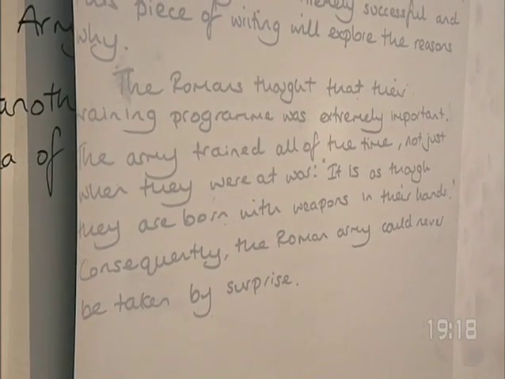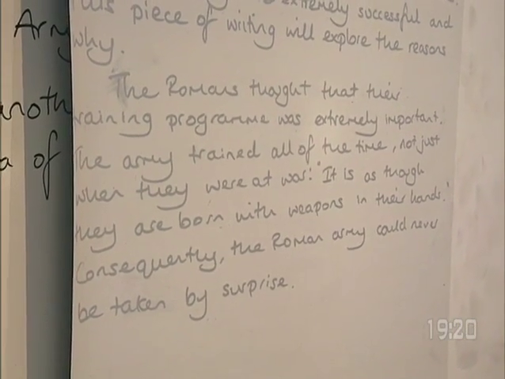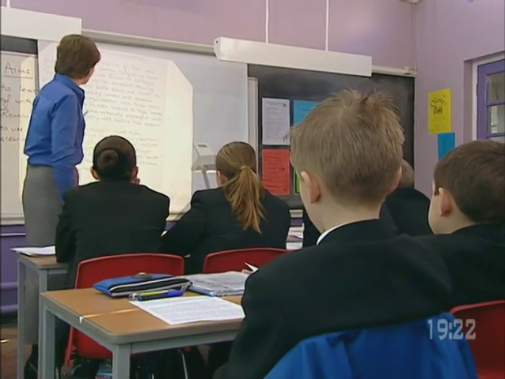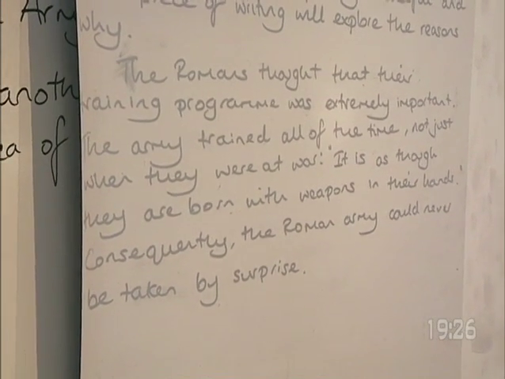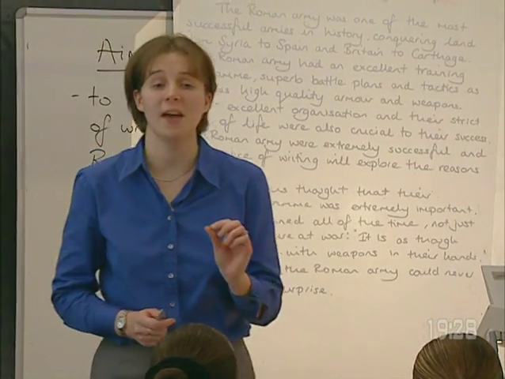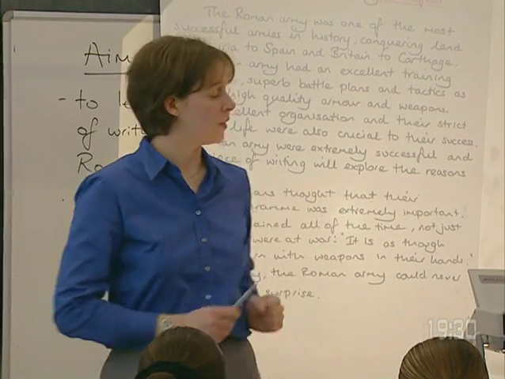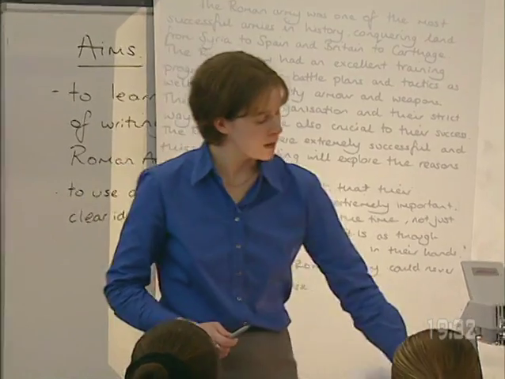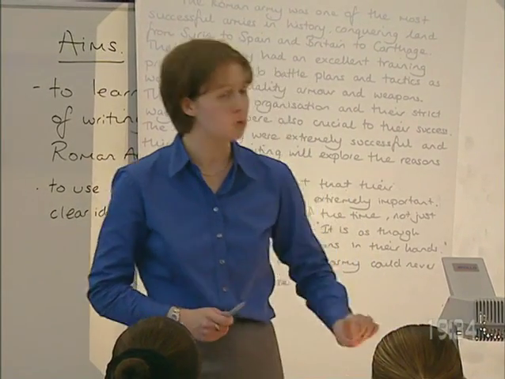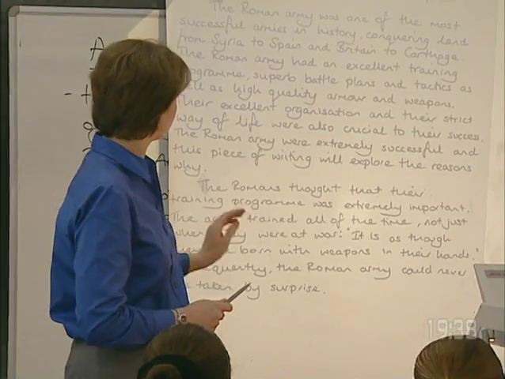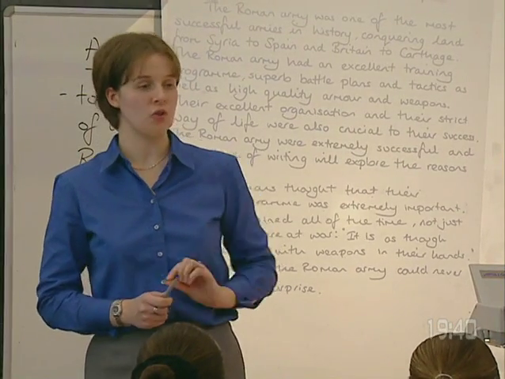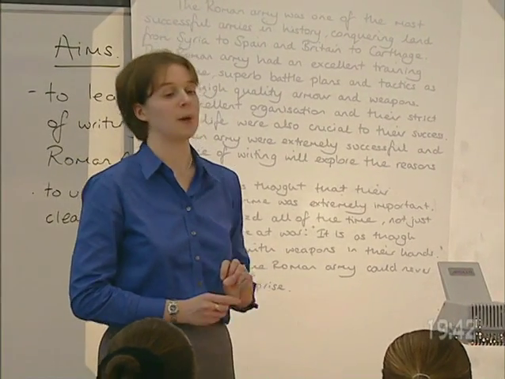So, I've got my topic sentence to start my paragraph off. I've got my supporting evidence. I've used my quotation. I've written in the past tense because it's something that's already happened. And I've finished it off by using a good link word to link back to the theme of the paragraph to show the importance of the Roman army's training programme.